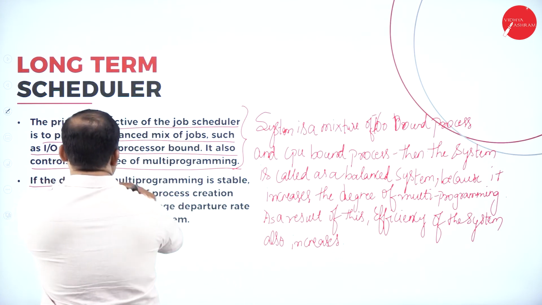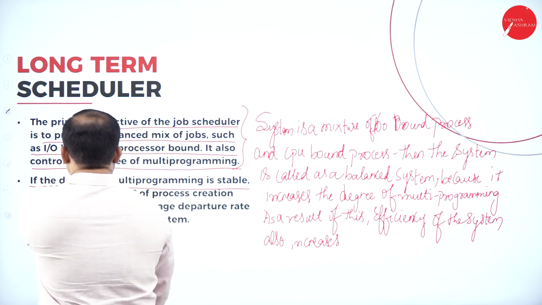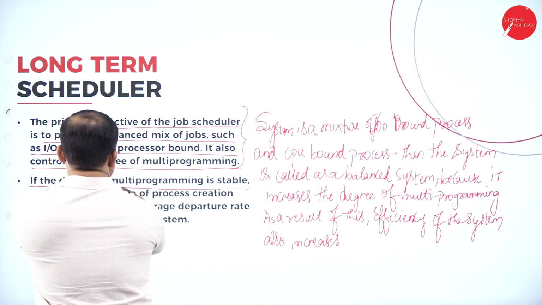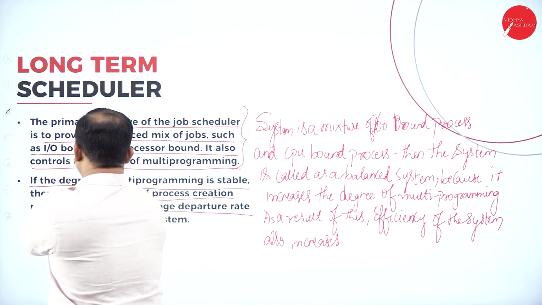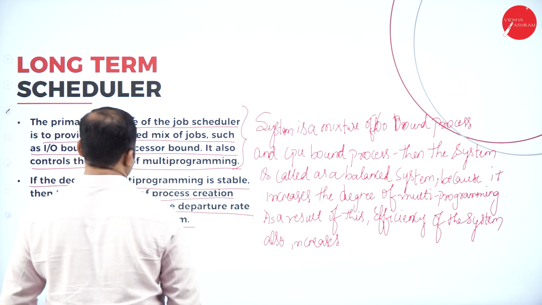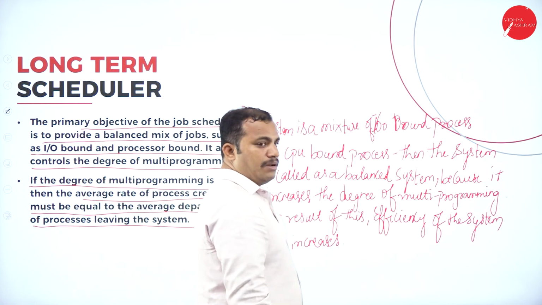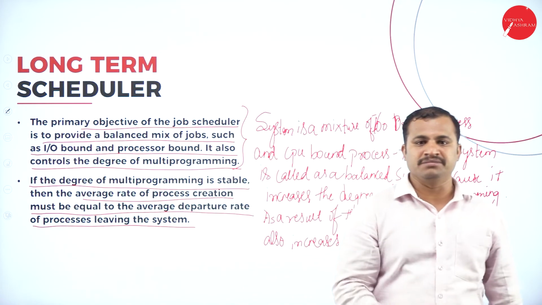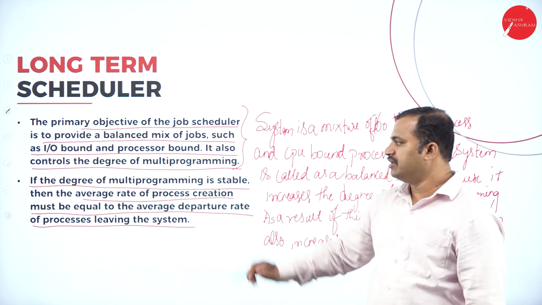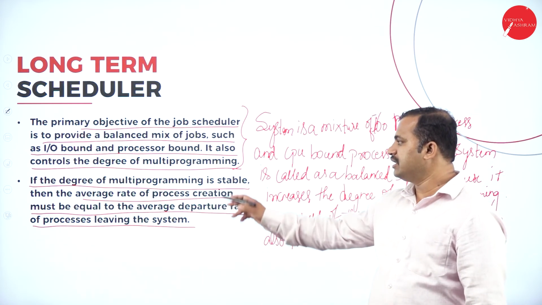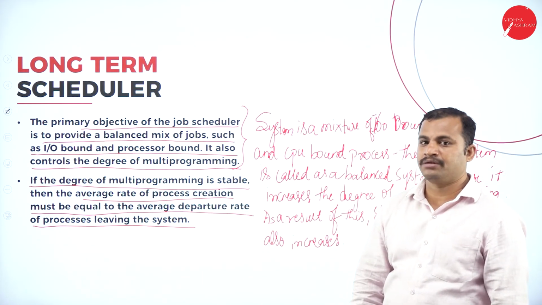If the degree of multiprogramming is stable, then the average rate of process creation must be equal to the average departure rate of the processes leaving the system. When the number of processes entering the system and the number of processes leaving the system are equal, then we state that the degree of multiprogramming is stable.